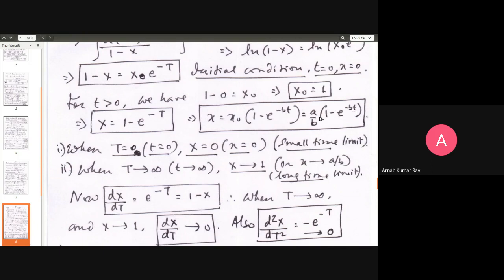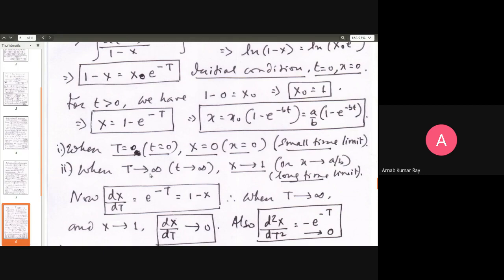There you have it. So let's see. Look at this formula. This is the integral solution that you have found after this long exercise. One of your lab work problems will be using this formula. So when t is equal to 0, e raised to 0 will be 1. 1 minus 1 will be 0, therefore x will be equal to 0. That's the behavior in the small time limit. Small time limit meaning initial time, that is 0 time.